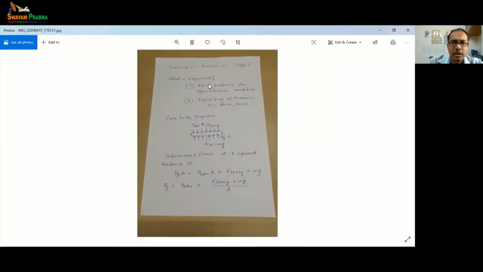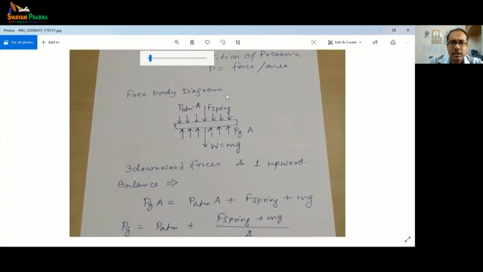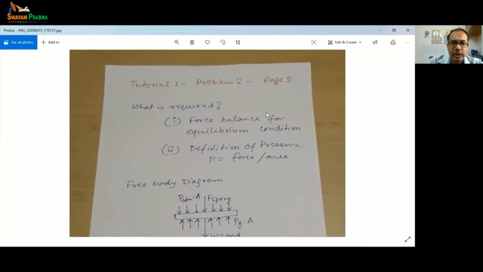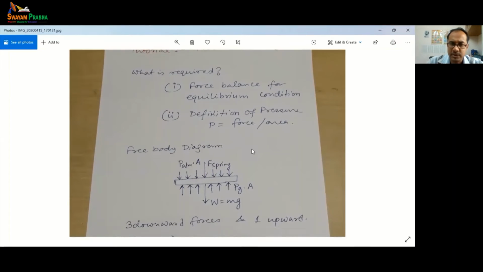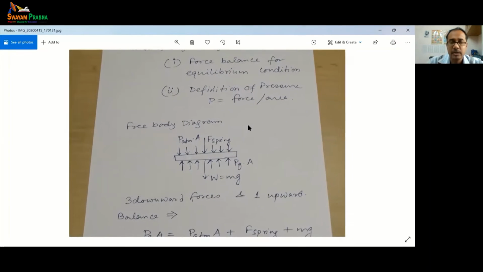Let me zoom this a little bit. So what we require is the force balance for equilibrium conditions. The piston is not moving, it is staying at its place. That means all the forces acting on it are balanced. So that force balance we have to solve first. Then it's the definition of pressure, which is force divided by area. That's what we are going to use.